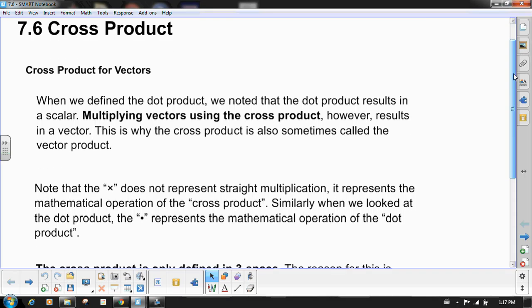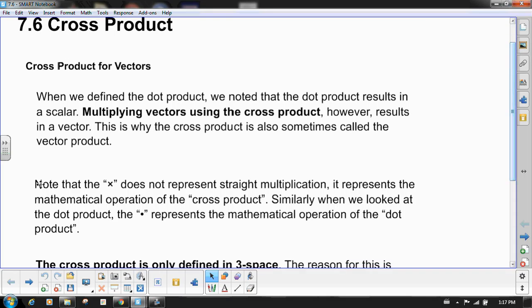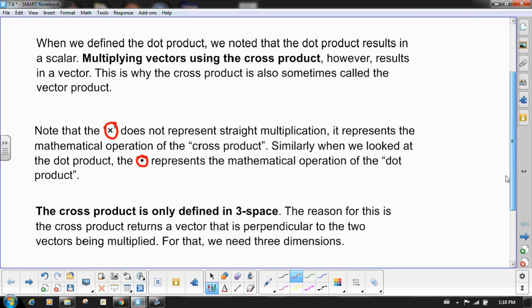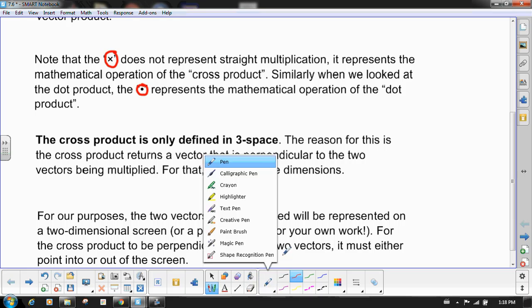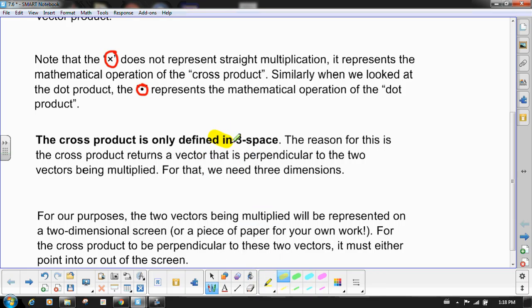The word cross literally means cross, which we'll see in a little more detail later. This x doesn't mean we're just going to multiply the numbers together. We actually have to do the cross. And the dot, for dot product, tells us that it's the dot product. Now, the cross product is only defined in three-space. That's really, really important, because what we're doing when we find the cross product is generating a vector that's perpendicular to two vectors at the same time.